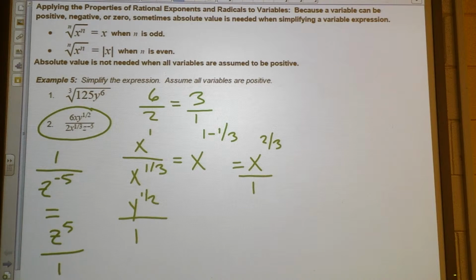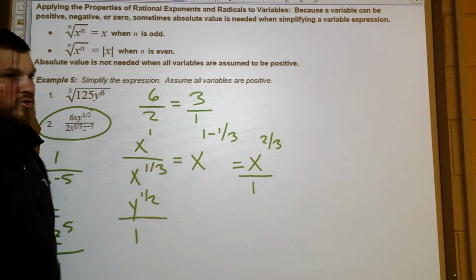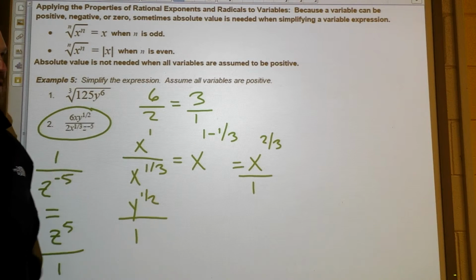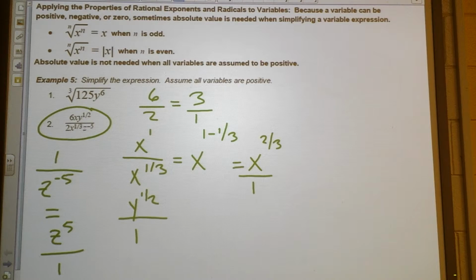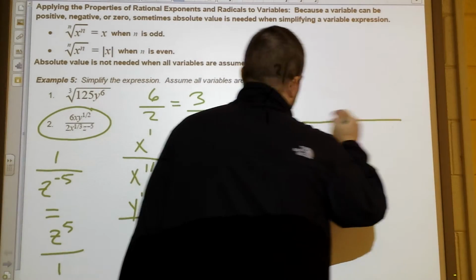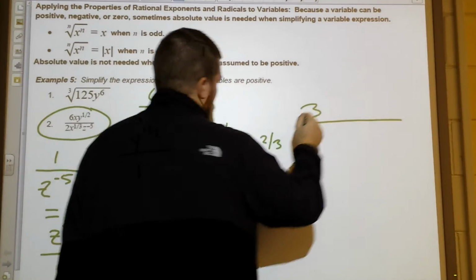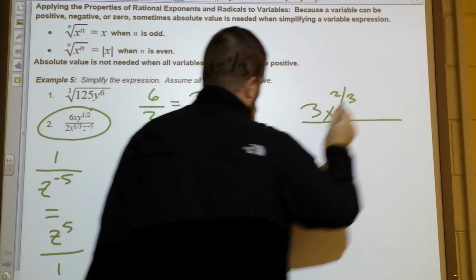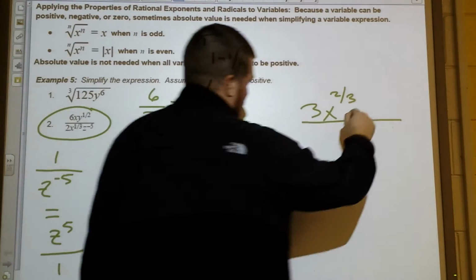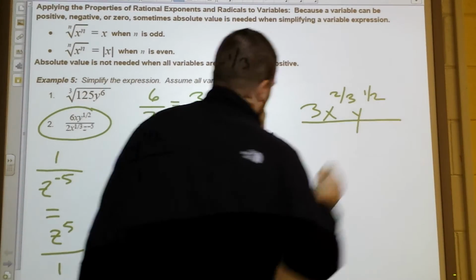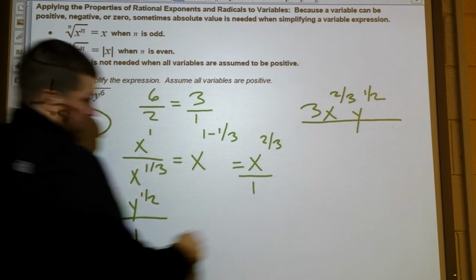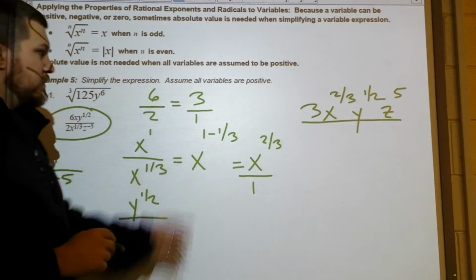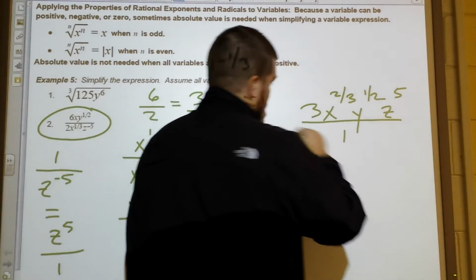Now I'm going to put all these pieces back together. Again, this was all just scratch work. If you need, I strongly suggest you write your scratch work out. Do not try to do this in your head. It's too complicated, too confusing. So on top of my fraction, I had 3. I had x to the 2/3. I had y to the 1/2. And I had z to the 5th. For each of these pieces, when I did my scratch work, I just had 1 on the bottom.